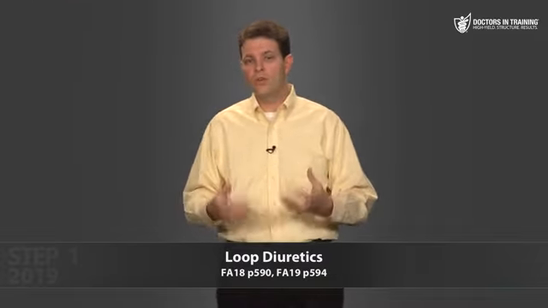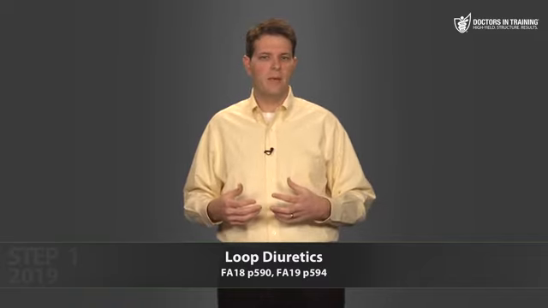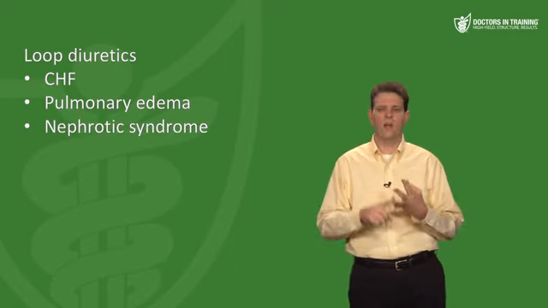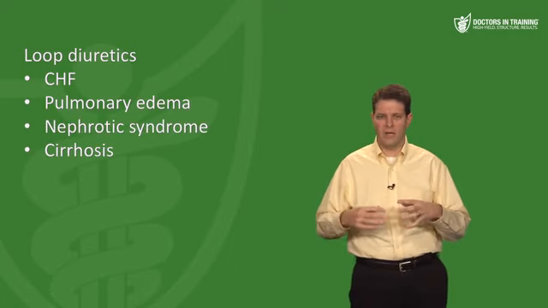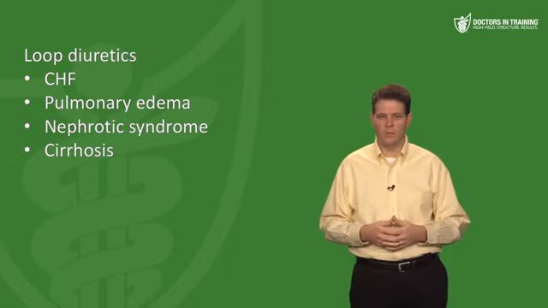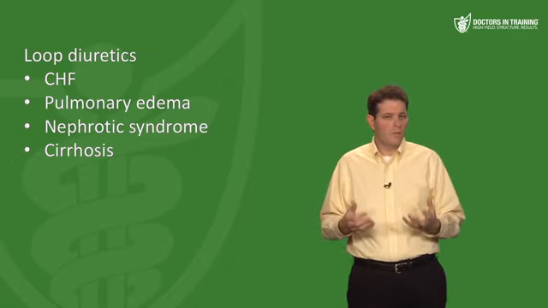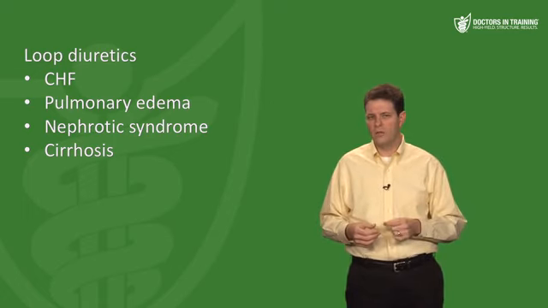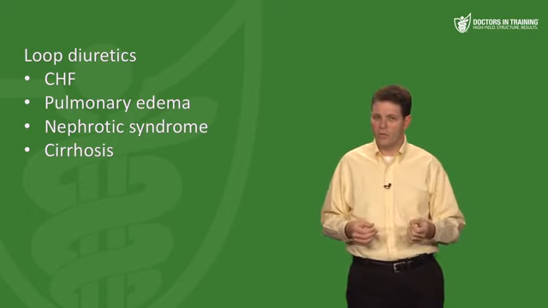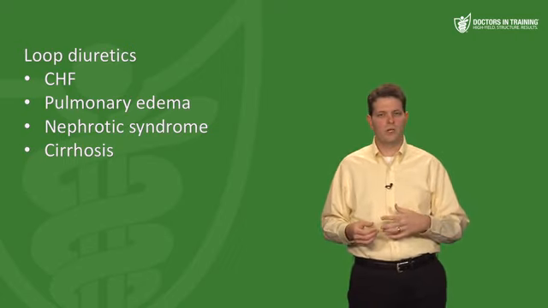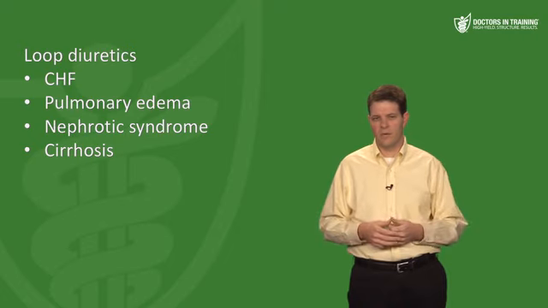So when do we use loop diuretics? Well, they're used mainly in patients with serious edema, CHF, pulmonary edema, nephrotic syndrome, cirrhosis, things where you have a lot of fluid that you need to get rid of relatively quickly. You might use a loop diuretic. The loop diuretics are the most potent diuretics that we have. Now, loops are not commonly used for hypertension. They do reduce blood volume, they do reduce the blood pressure some, but it's much more common to treat hypertension with a thiazide diuretic than with a loop diuretic.